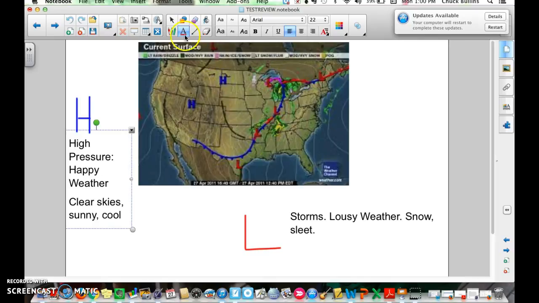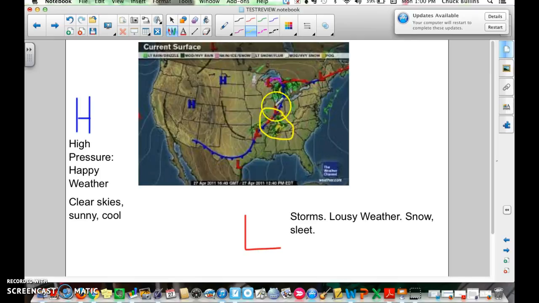And what you'll notice on here is this really just kind of confirms that. Around these low pressure areas, what do you see? Storms. Around the high pressure areas, no, it's clear. Look at that. No clouds showing up. Low pressure area, storms. High pressure area, clear skies, and happy.